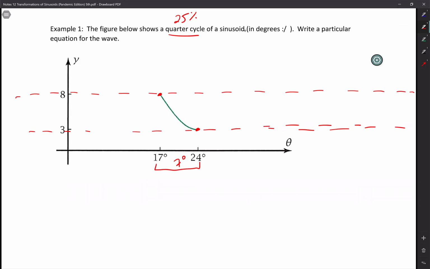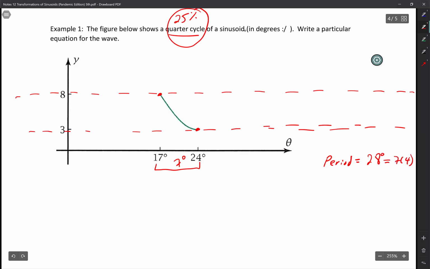Okay, before I draw anything, can you tell me what the period is just by looking at that? You're close. 14 is half a period, because this green line that I just drew is just 25% of a period. So what do you think my whole period is? 28 degrees. And we get 28 degrees from doing 7 times 4.